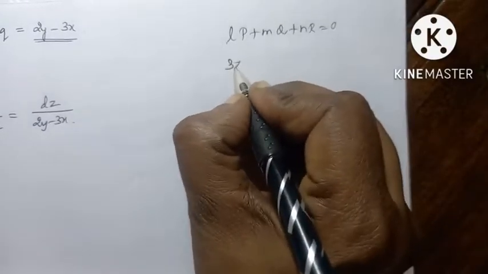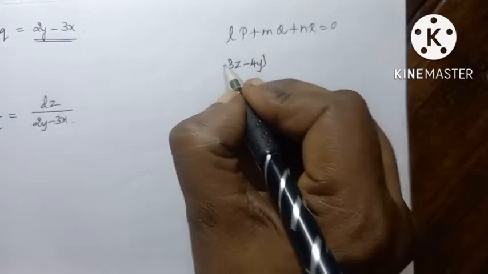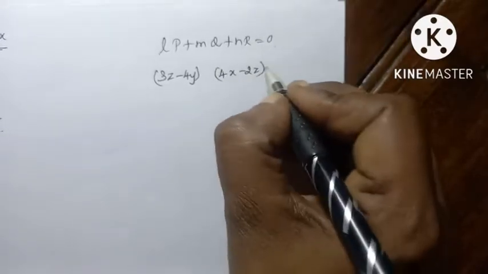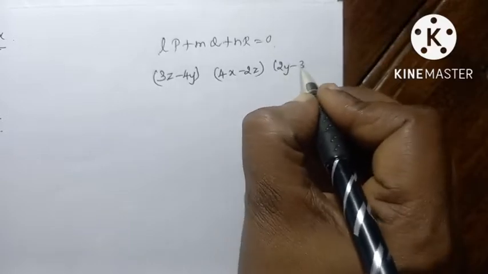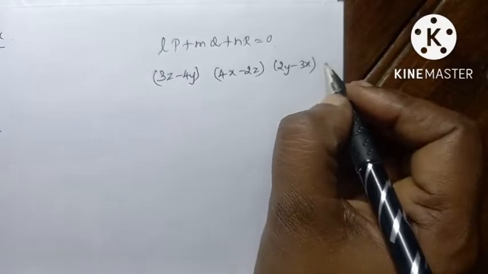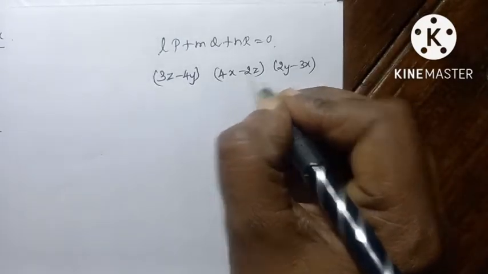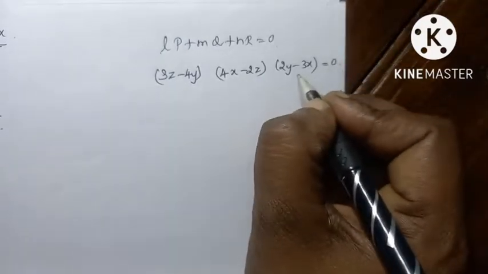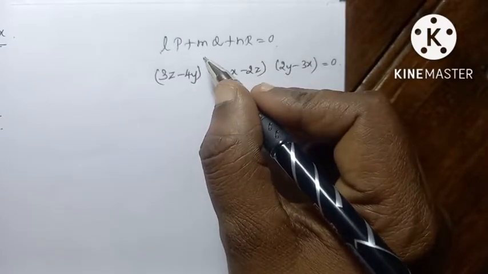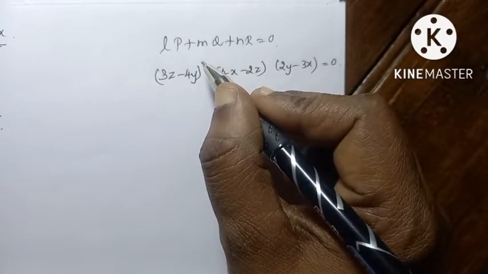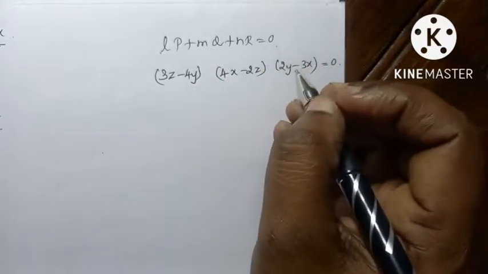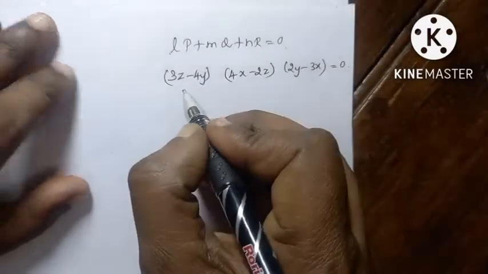What is PQR? 3z minus 4y, 4x minus 2z, 2y minus 3x. You add, subtract, do something, and the answer should come 0. You can choose some multipliers l, m, n, functions or constants, anyhow, which will make the term 0. Let's see what can be l, m, n.